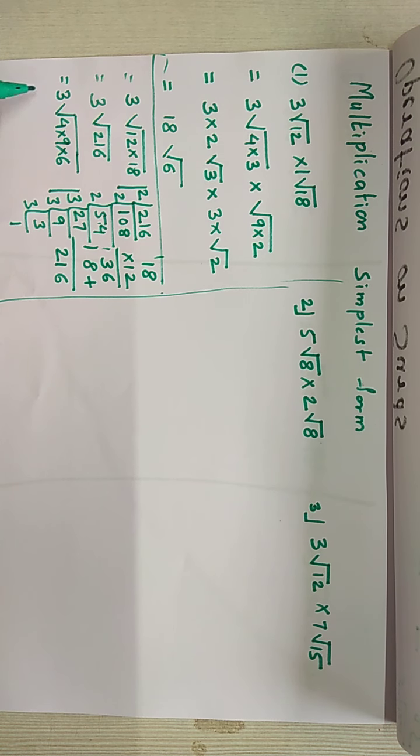2 3s are 6. So this will be 3 into square root of 4 which is 2, square root of 9 which is 3, and inside the root 6. You get 6. So this will be 3 2s are 6, 6 3s are 18, 18 root 6. So this is another method. Now I have taught you both the methods.